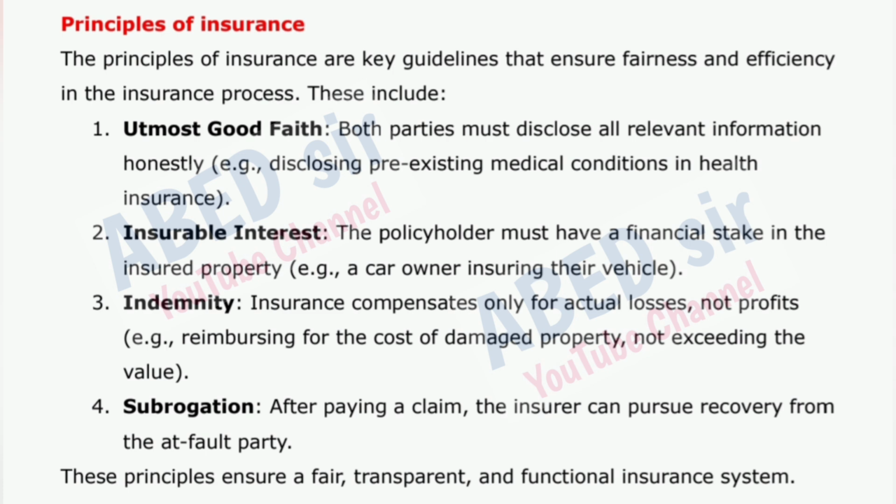2. Insurable interest. The policyholder must have a financial stake in the insured property, example, a car owner insuring their vehicle. 3. Indemnity. Insurance compensates only for actual losses, not profits. Example, reimbursing for the cost of damaged property, not exceeding the value. 4. Subrogation. After paying a claim, the insurer can pursue recovery from the at-fault party. These principles ensure a fair, transparent, and functional insurance system.